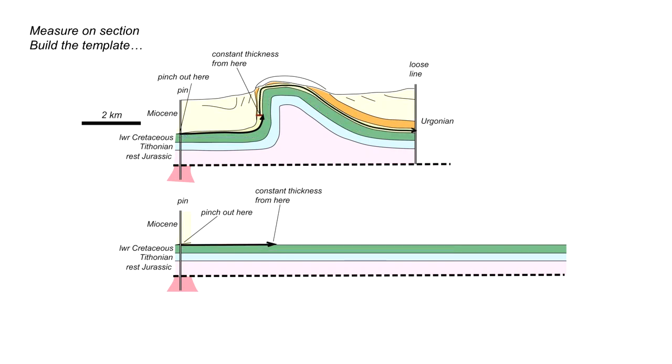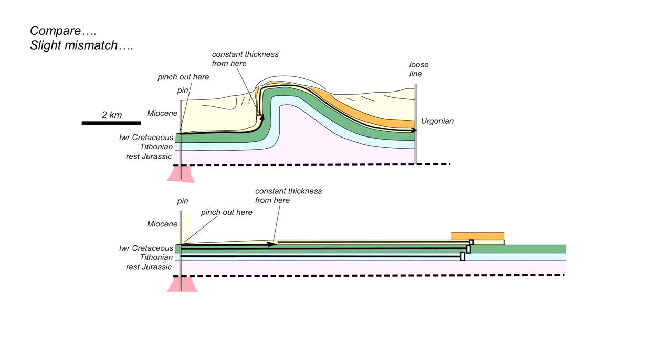So now let's complete our restored template. We know that by the time we get to the loose line, the stratigraphy achieves these thicknesses, so we can draw in our thickness and then pinch out at the pin, and we can report that measurement back on the template. So there's our restoration so far for the Tithonian, the Lower Cretaceous, and our next Cretaceous marker up on the restored template. There's a slight mismatch. Well, let's see how it plays out when we put the Ergonian on.